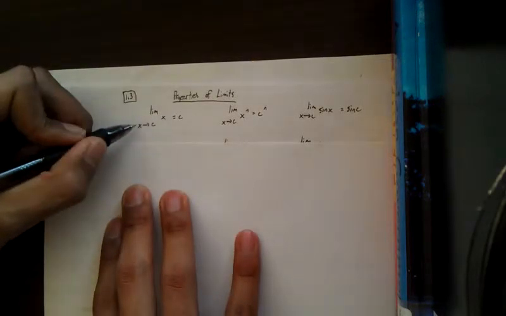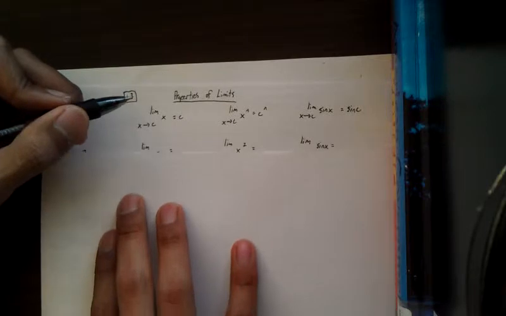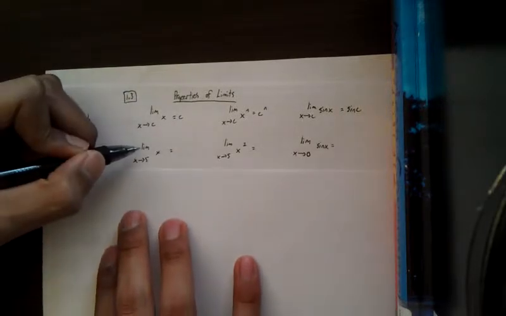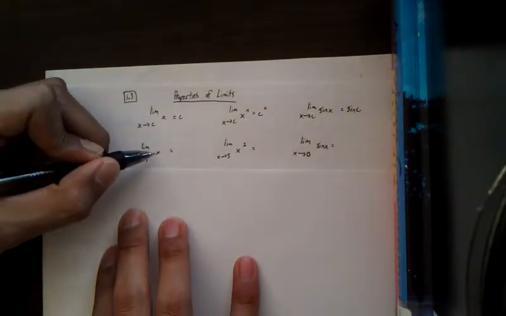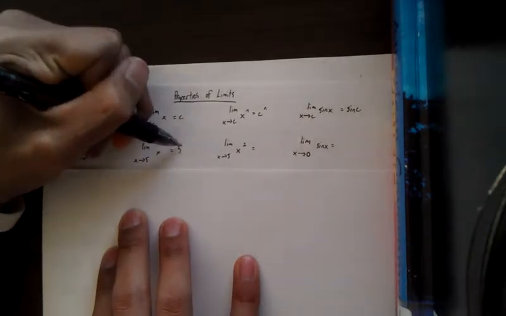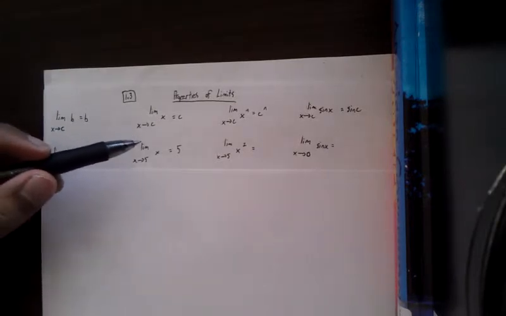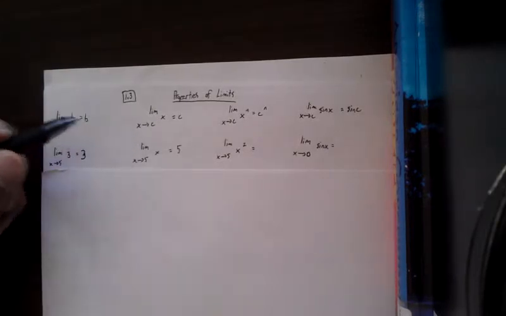The limit as x approaches c of x is just going to equal c. So the limit as x approaches 5 of x will just equal whatever c is, and that's 5. In the next video, that's actually going to be explained with something called direct substitution.